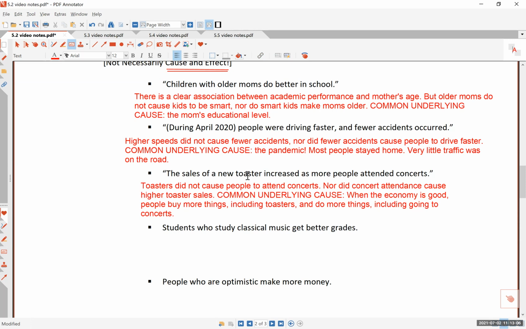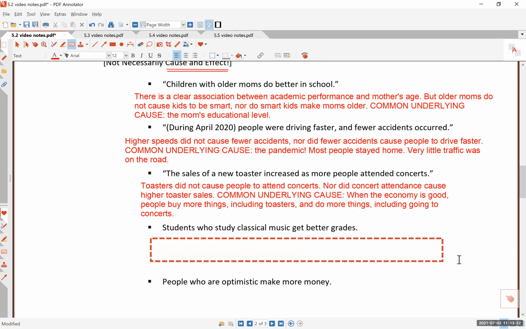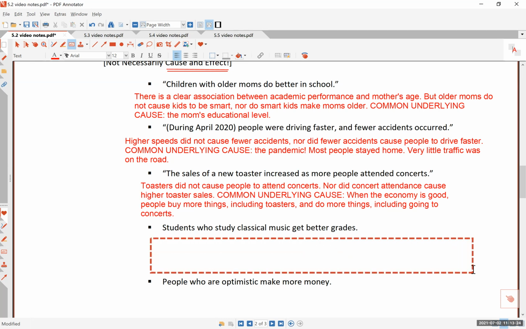And by the way, at the same time, not only did the toaster sales go up, the sales of almost every good increased. The sales of cars went up, and sales of everything went up. And then people were doing more things. And so concert attendance was increasing, the travel was on the rise, and everything else.